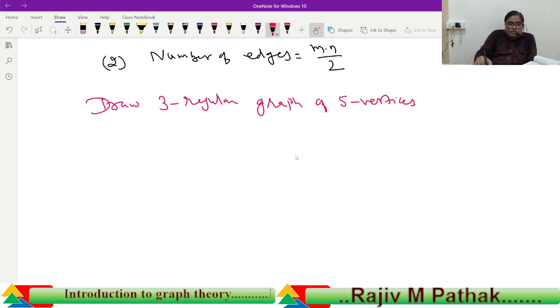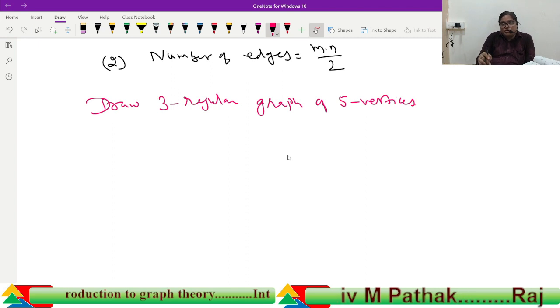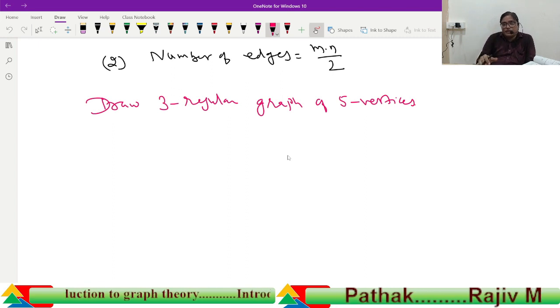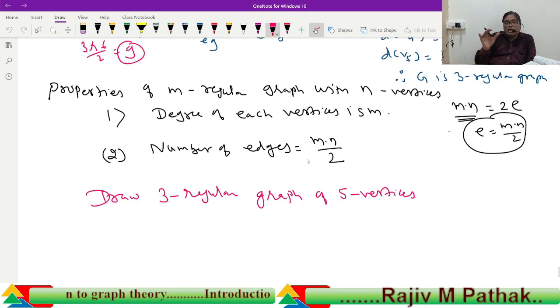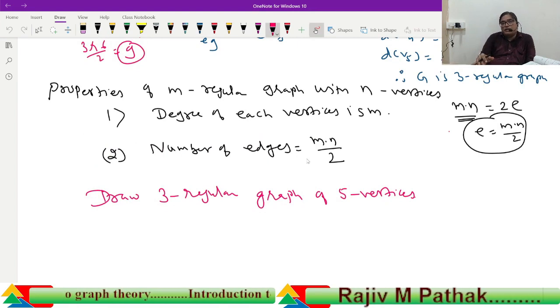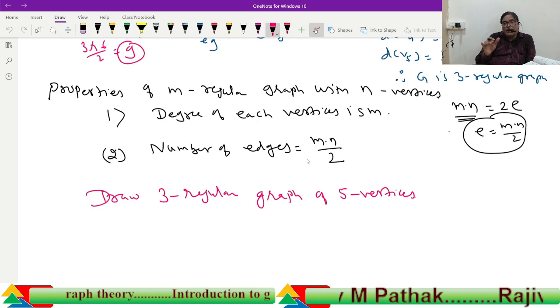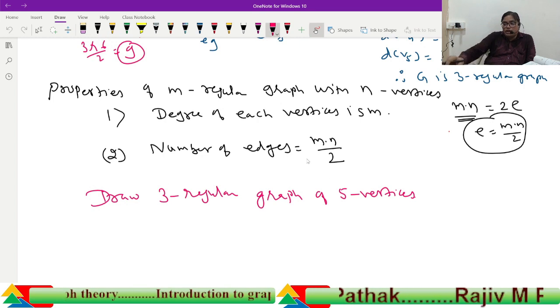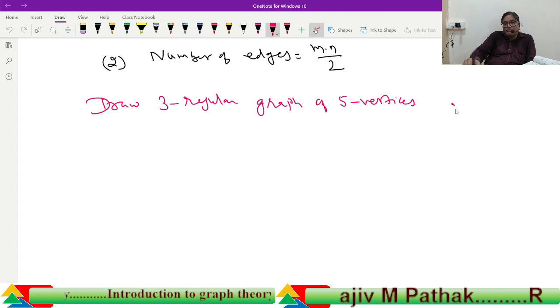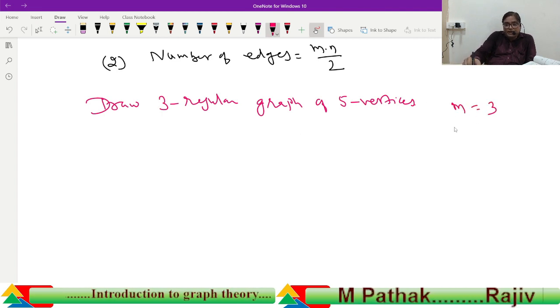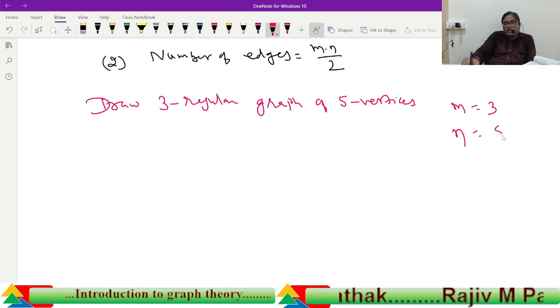Okay? तो सबसे पहले आप इसमें पता करो कि कितने edges होंगे, because it is a regular graph. In the previous property, if a graph is m regular and vertices are n, then how many edges are there? m into n by 2. तो यहाँ पे you have to draw the 3 regular graph of 5 vertices. So what is the value of m? m is 3, and what is the value of n? Number of vertices is 5.